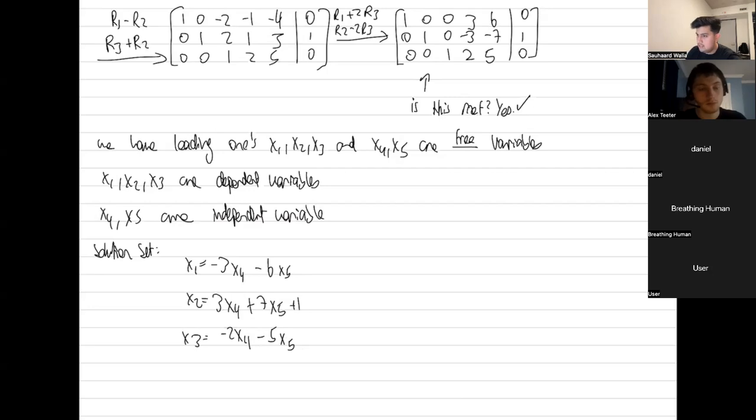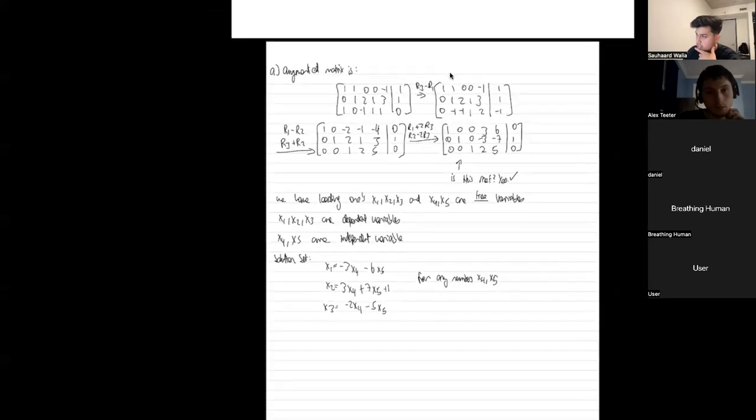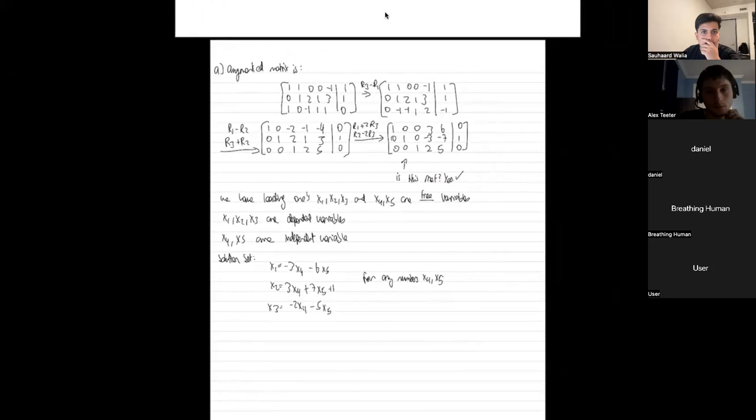Perfect. I want to check something. While everyone just takes that in, I want to check just one thing. Participants.